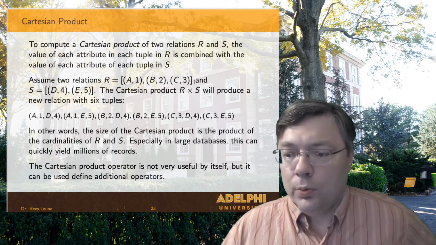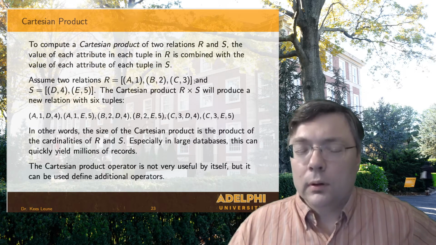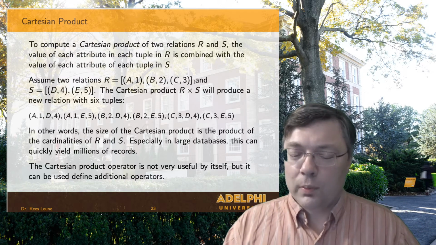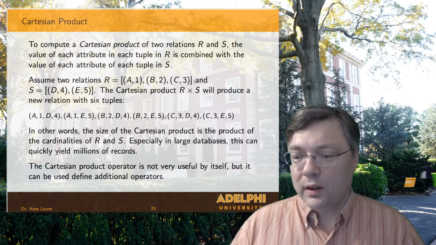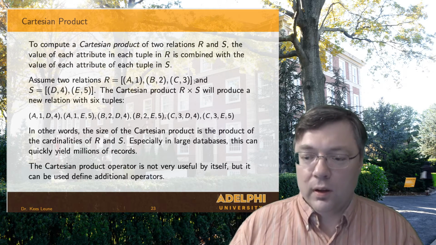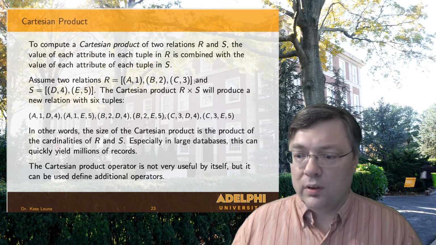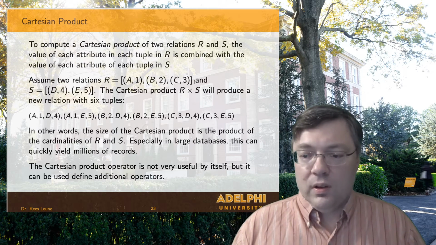combine each tuple in the first one with each tuple in the second one. So for example, I see R and S. R contains three tuples. One is A1, B2, and C3. S has D4 and E5.